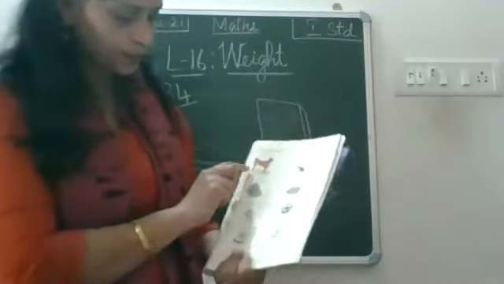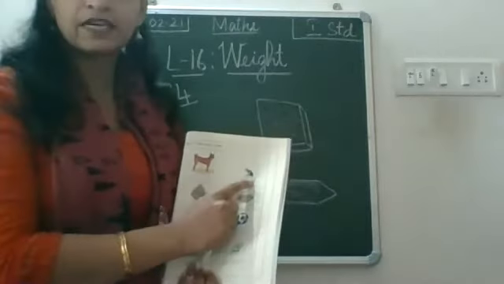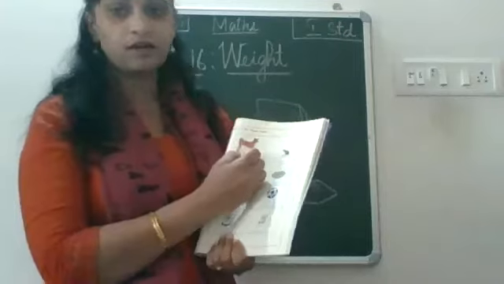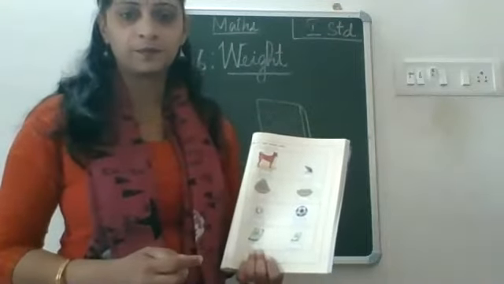Now turn your book to the next page, page number 187. Okay, pick the heavy ones. First one is a picture of a dog and the second one is a picture of a cat. Which animal is heavier, children? Dog or the cat? Dog. Very good. Under dog, in the box, put a tick mark.